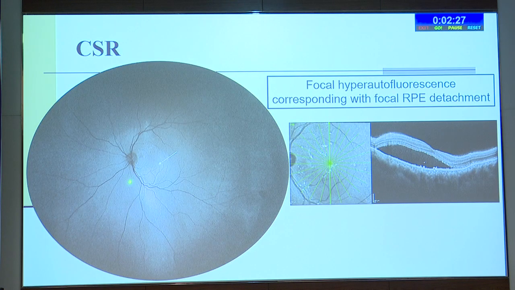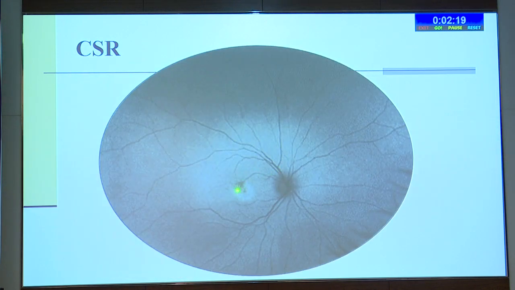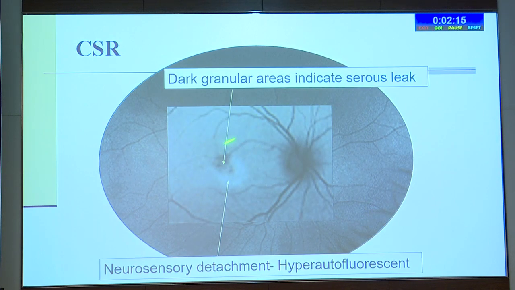What about CSR? In CSR, we get an area of hyper autofluorescence in the area of serous elevation. And very often we have seen this granular kind of hypoautofluorescence. And usually this corresponds to the leak that we see on fluorescein angiography. So in a rare case, when you are not able to do a fluorescein angiography, you could use this for guiding the area of micropulse laser, which I do in this area of leak.